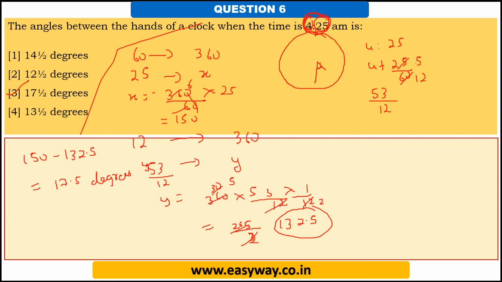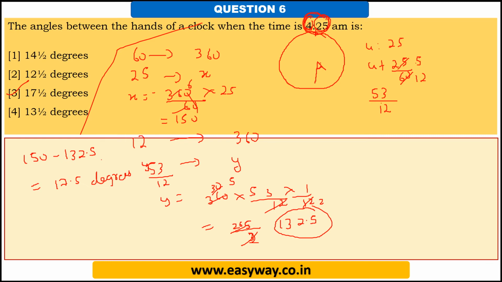So in 25 minutes it will cover x degrees. So we got the value of x as 150 degrees. Next, we know that in 12 hours the hour needle covers 360 degrees. So in 4 plus 25 by 60 minutes, that is 53 by 12 hours, it will cover y degrees. So we got the answer as 132.5. Now in order to find this angle, we have to subtract 132.5 from 150. So the answer we are getting here is 17.5.